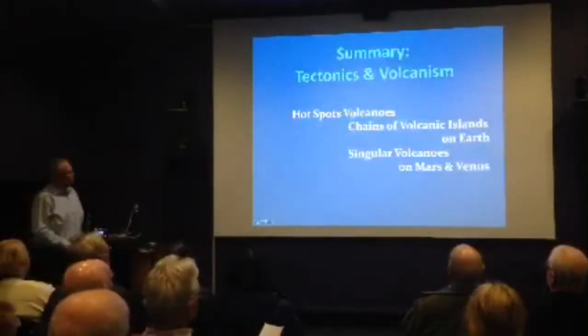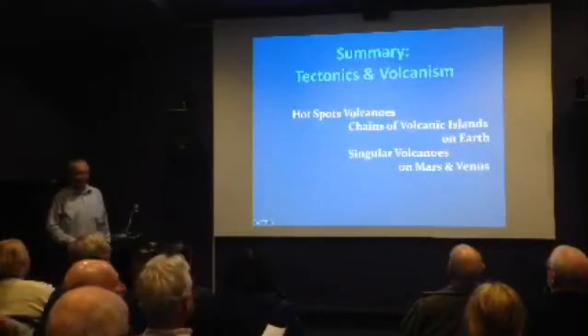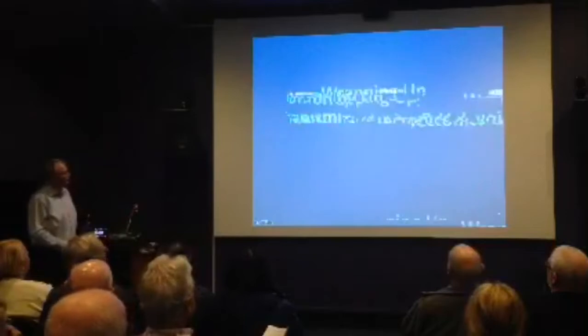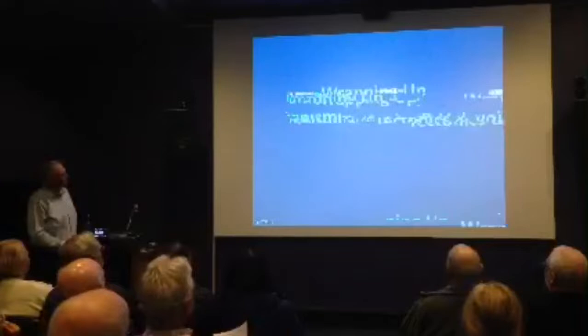Hotspot volcanoes give you singular volcanoes on Mars and Venus, but it leads to a chain of volcanic islands on Earth. Well, that one wasn't too successful. I'd probably had a bit of tectonic plate movement.